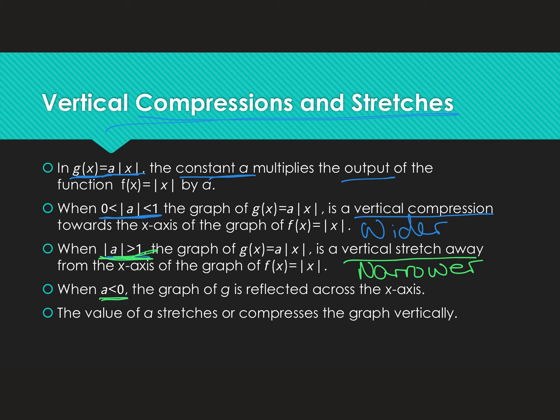When a is less than 0, the graph is reflected across the x-axis. And that's where we flip it. So the value of a stretches or compresses the graph vertically. That's what that value does.